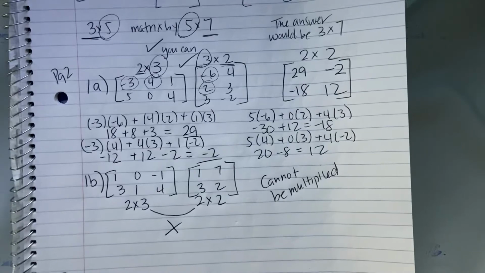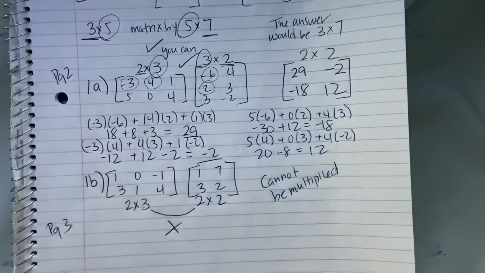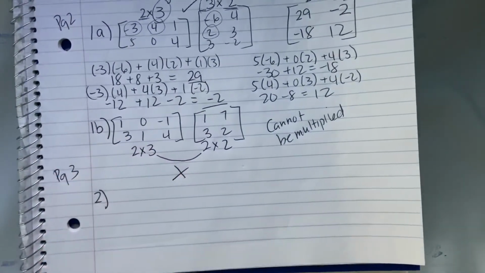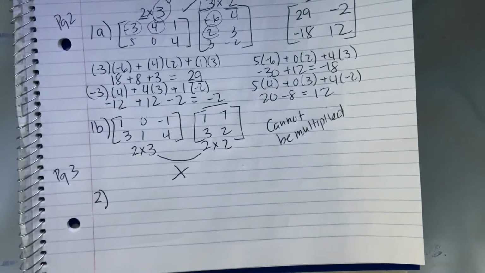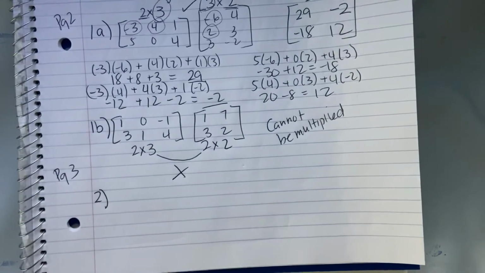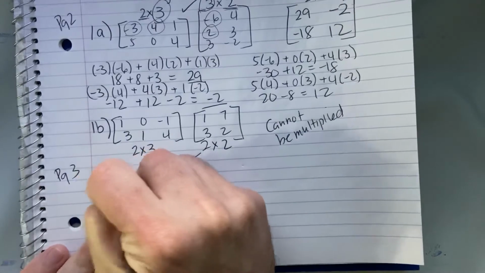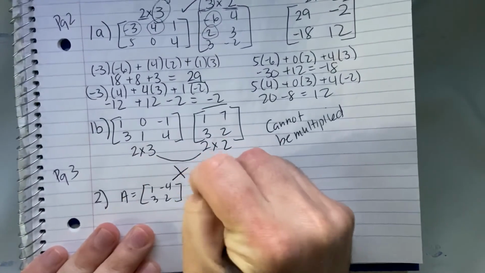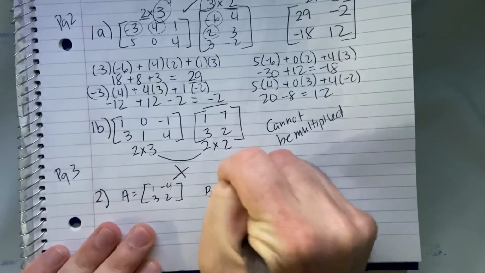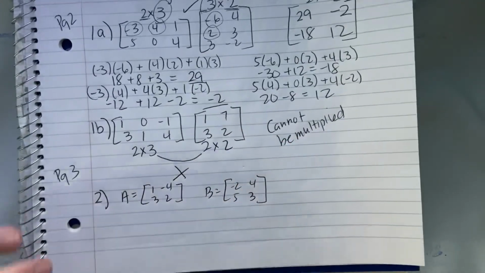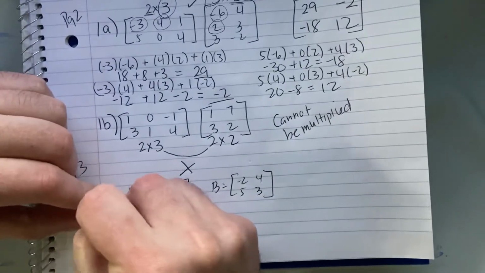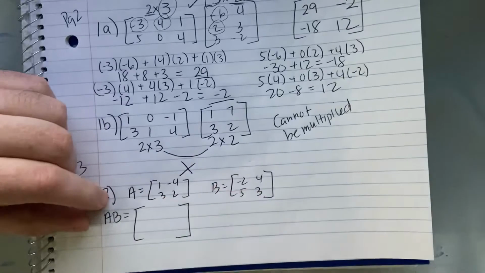Now, going to page 3, number 2, something interesting happens. It wants you to multiply two matrices together in 2 ways. And we'll start each of the problems. It says A is 1, negative 4, 3, 2. B is negative 2, 4, 5, 3. So if I do A times B, it's going to be a 2 by 2 because they're both 2 by 2s.